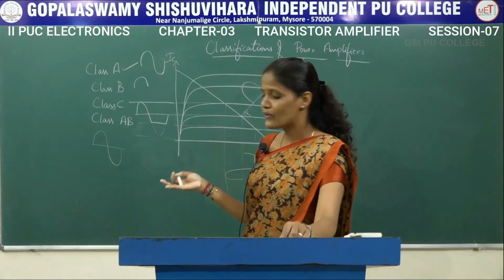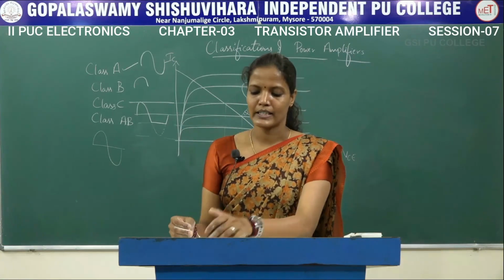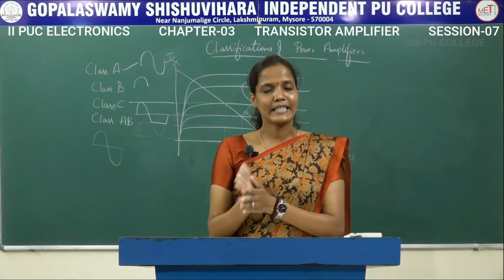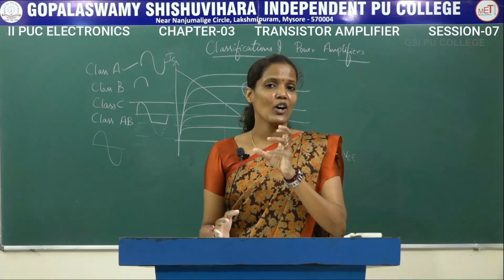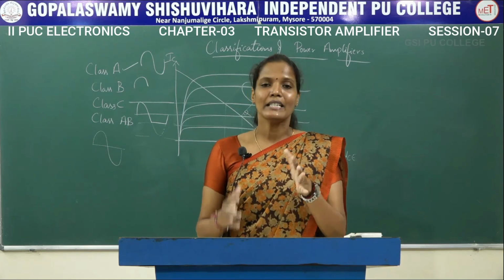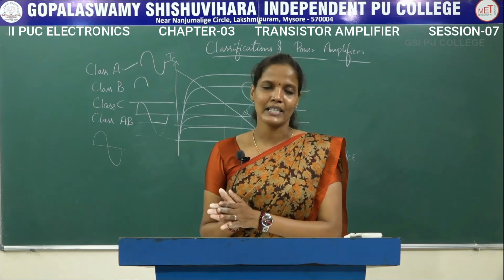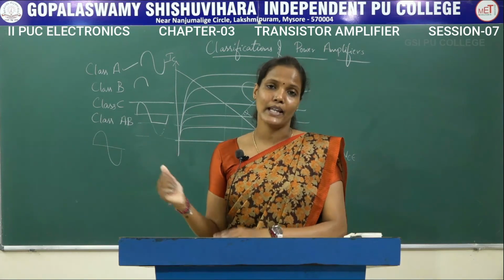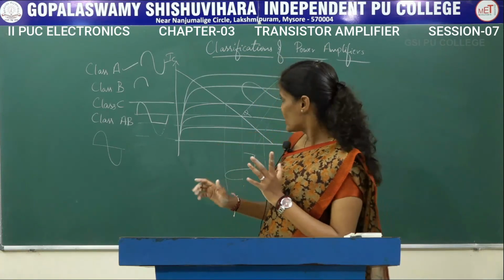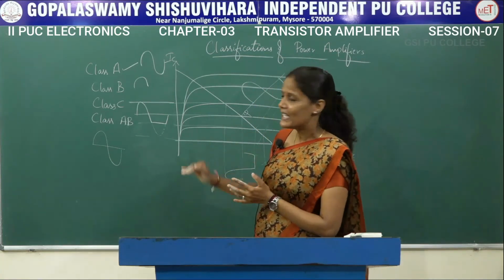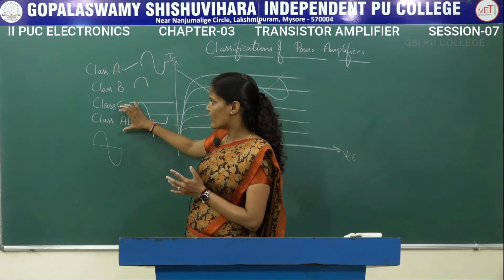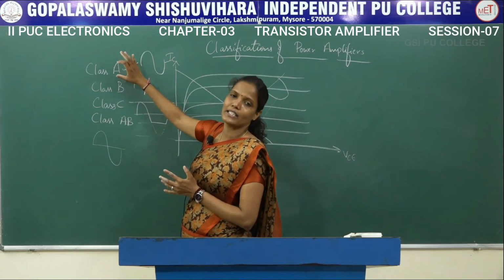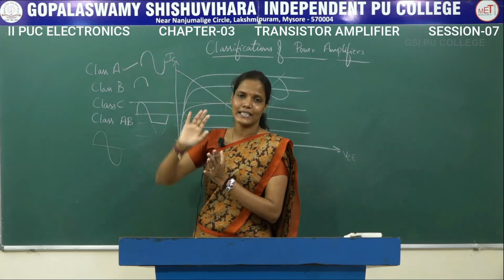So these are the different types of power amplifiers, that is class A, class B, C and AB. Depending upon the selection of the Q point, these power amplifiers are classified into A, B, AB and C. But the efficiency of this class AB lies between A and B. That is, the efficiency of class AB is more than A but less than B.